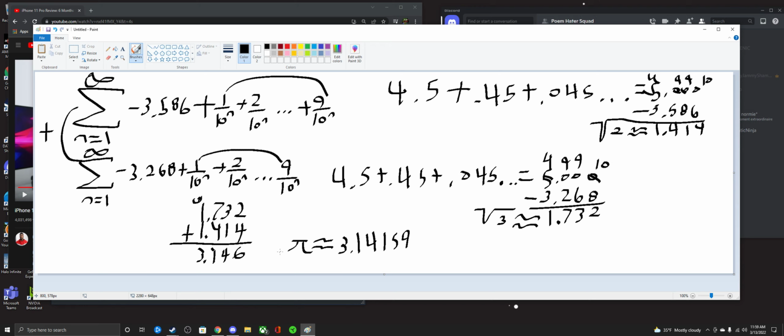So if we have the sum as n goes from 1 to infinity of negative 3.586 plus 1 over 10 to the power of n plus 2 over 10 to the power of n all the way to 9 over 10 to the power of n, this converges to root 2, or 1.414. And then the bottom one, negative 3.268 plus 1 over 10 to the power of n plus 2 over 10 to the power of n, all the way to 9 over 10 to the power of n, converges to root 3, which is approximately 1.732. And then when we add these two series up, we get 3.146, which is a really close approximation to pi.